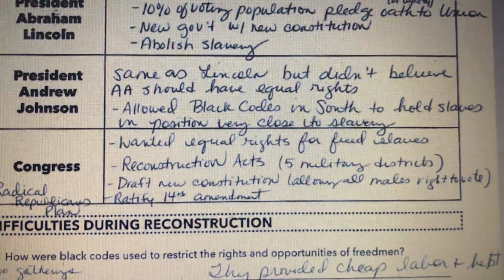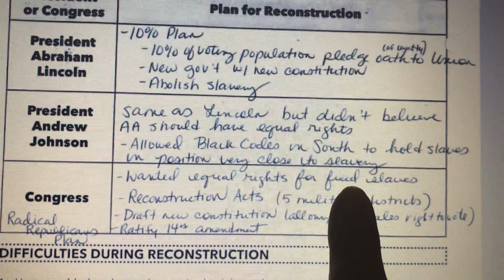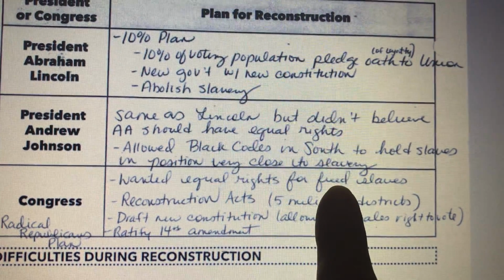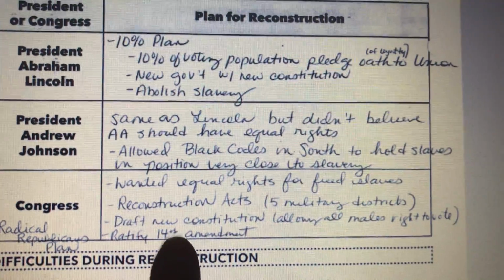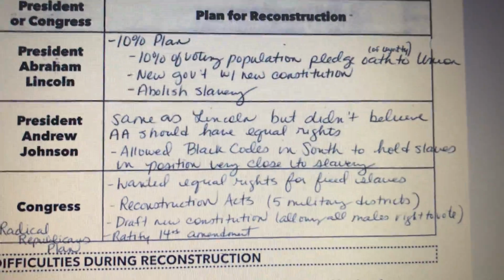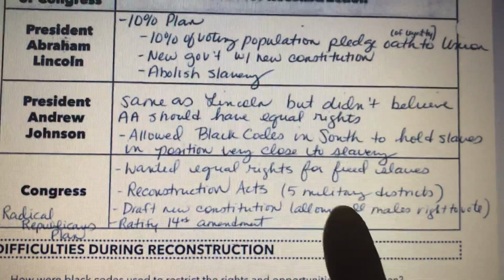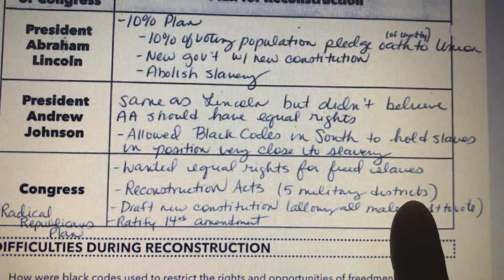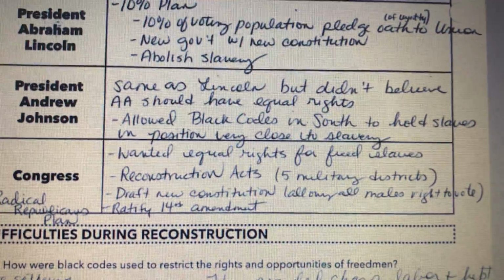Basically, they wanted equal rights for freed slaves. So this gets 2 of our amendments. Here's the 13th Amendment, freeing them, and equal rights would be the 14th Amendment. So ratifying the 14th after that 13th was part of their plan. They also wanted to heavily occupy the South with military in order to make sure that 13th and 14th Amendment was carried through.